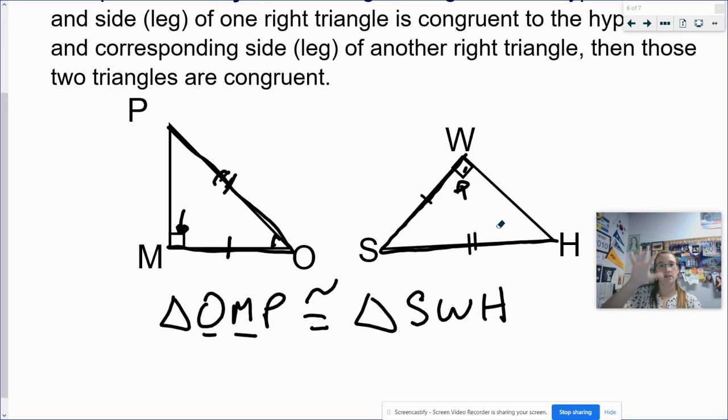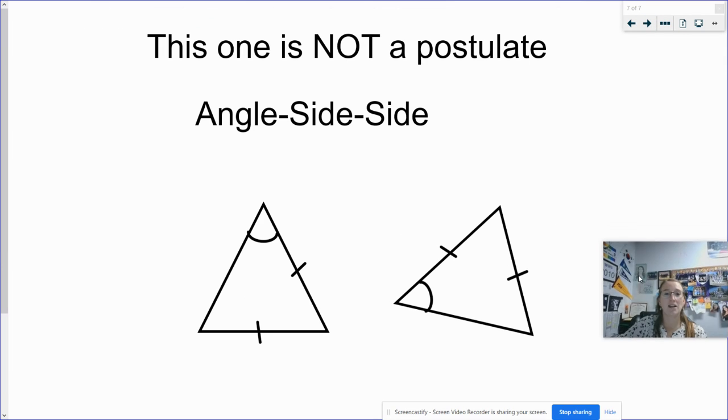So those are the 5 postulates. You need to have them copied down to be ready for our quiz tomorrow. But there's one more thing I want to say. This is not a postulate.